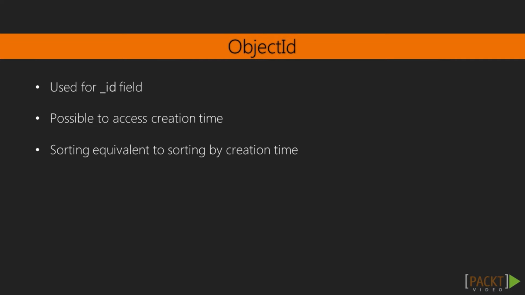This object is used for the _id field, which acts as the primary key. If you use ObjectId for your primary key, you get the benefits that it's possible to access its creation time, and sorting by it is roughly equivalent to sorting by creation time.